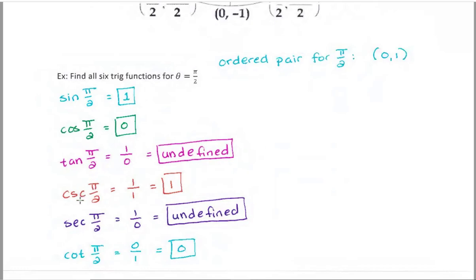The cosecant is the reciprocal of the sine, so it's 1 over the y value, so 1 over 1, which is 1. The secant is the reciprocal of the cosine, so that's 1 over the x value, which is 0, which can't divide by 0, so that's also undefined. And the cotangent is the reciprocal of the tangent, which we can see here, the reciprocal of 1 over 0 is 0 over 1, or we could just say x over y, 0 over 1, which is 0.